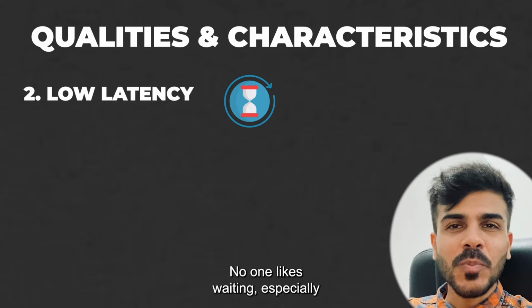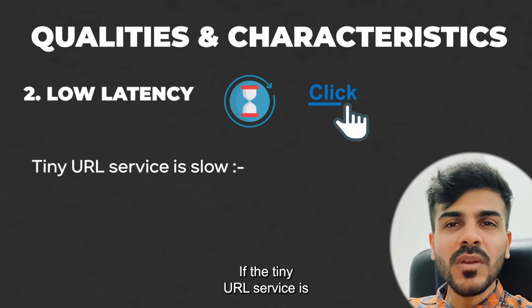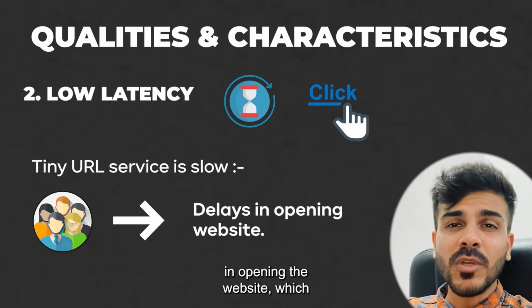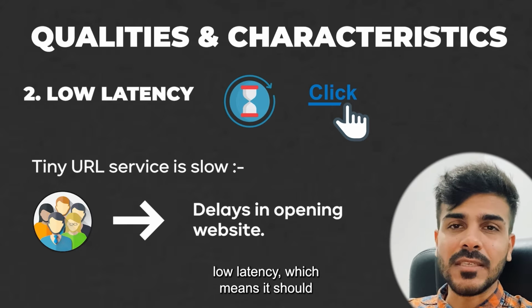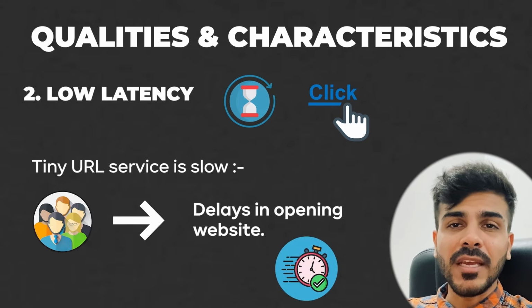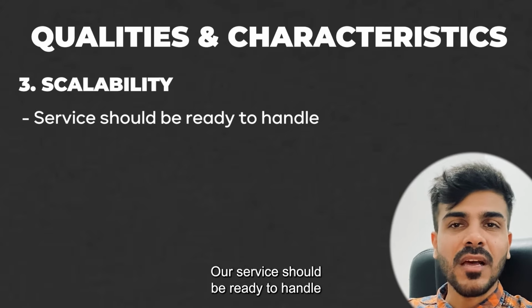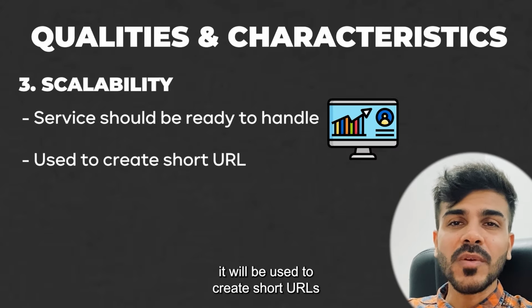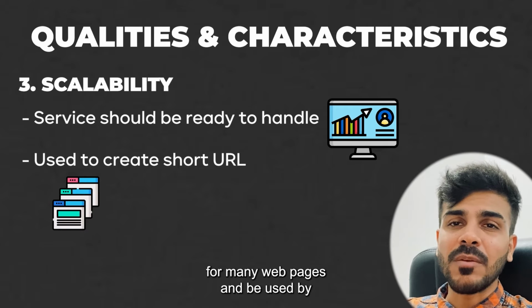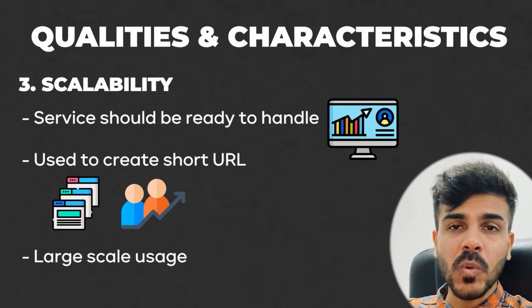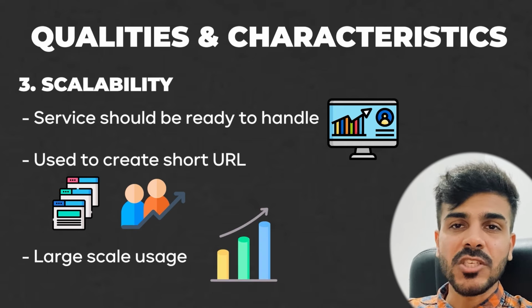Second, low latency. No one likes waiting, especially when clicking on a link. If the TinyURL service is slow, users will experience delays in opening the website, which can be annoying. Therefore, it's essential for our service to have low latency, which means it should respond quickly to user requests. Third, scalability. Our service should be ready to handle a lot of traffic, especially since it will be used to create short URLs for many web pages and be used by millions of users. We definitely expect large-scale usage. So, the system must be scalable to manage high traffic efficiently without any issues.